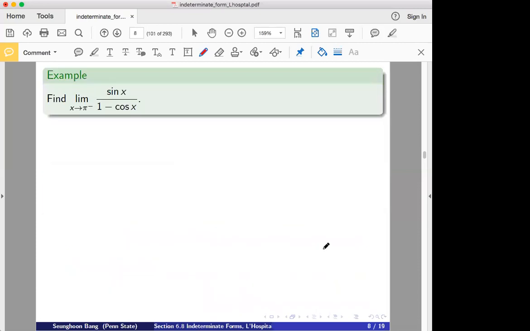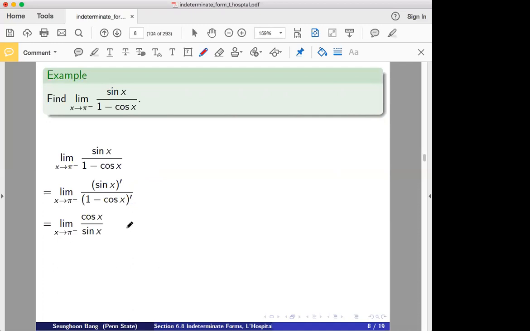The next problem: find the limit of sine of x over 1 minus cosine of x. So I want to use L'Hopital's rule: sine x prime over 1 minus cosine x prime. What is sine prime? Do you remember? Yes, we have cosine of x. Here, 1 prime is 0, and cosine prime is negative sine. The negative 1 times the negative sine is sine of x.